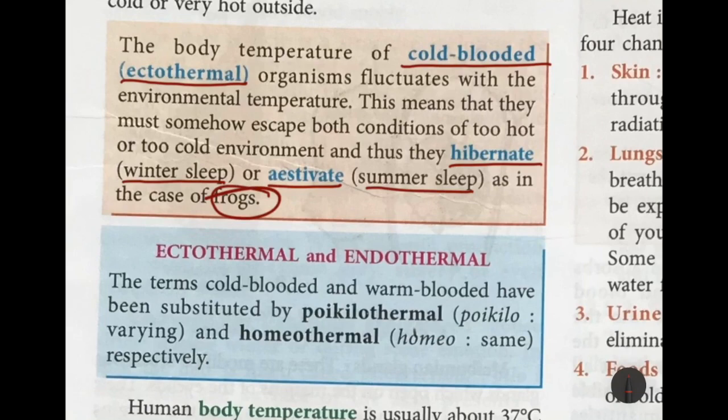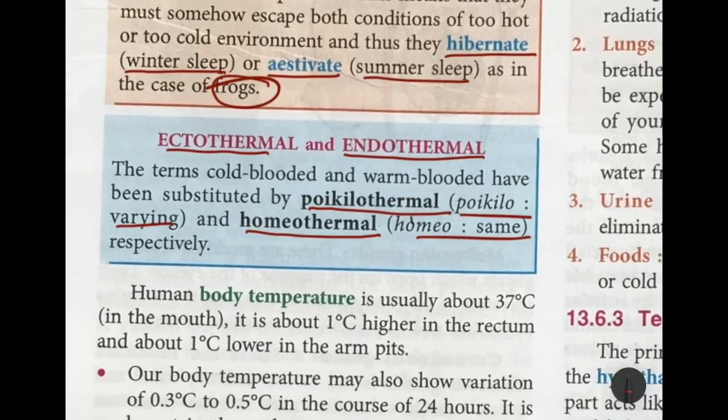So the two terms, ectothermal and endothermal, cold-blooded and warm-blooded, have been substituted nowadays by a new term, which is known as poikilothermal. Poikilo means varying, different. And homeothermal. Homeo means the same. So nowadays it is also known as poikilothermal and homeothermal.